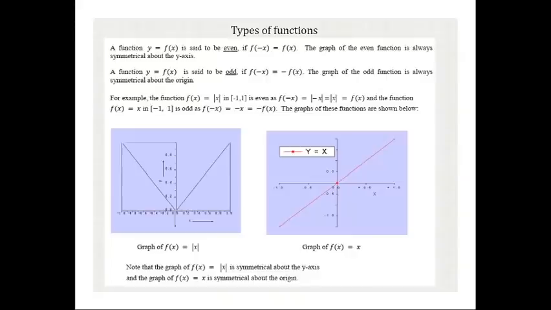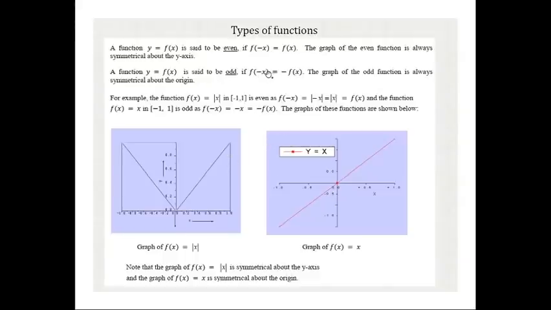If the function is even, then its graphical representation will be like this one and this one. So if the function is even, then its graph will be symmetric to the y-axis. See, this graph is symmetric to the y-axis. Whatever you get on the right side of the y-axis will be reflected on the left side.